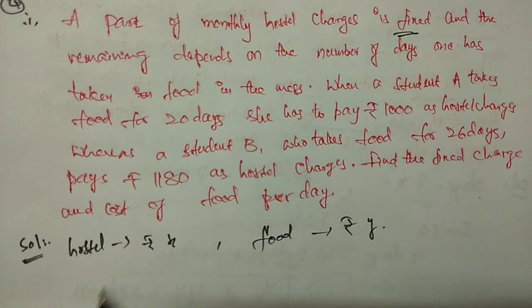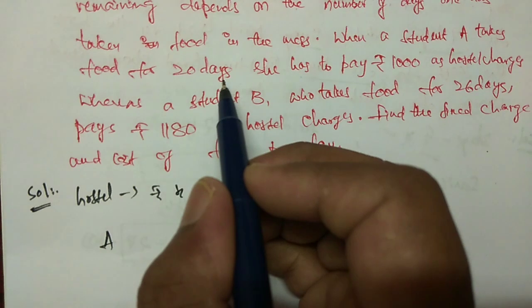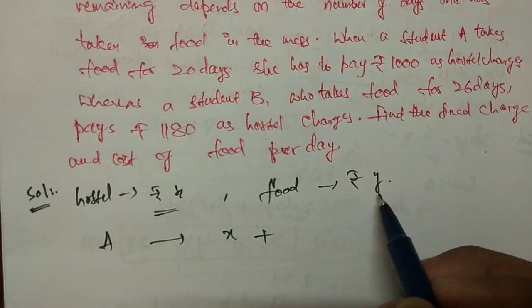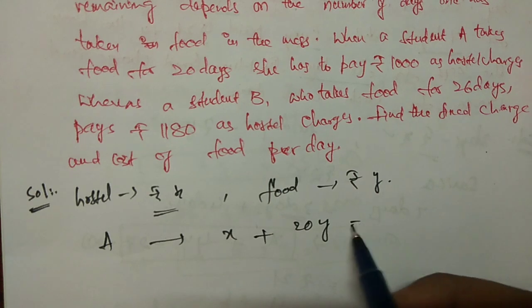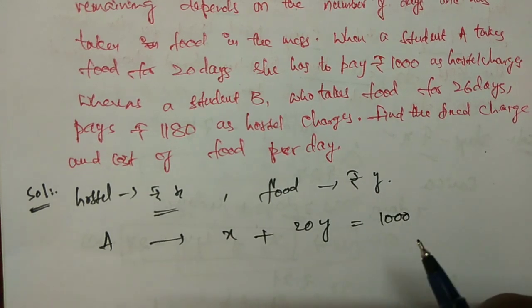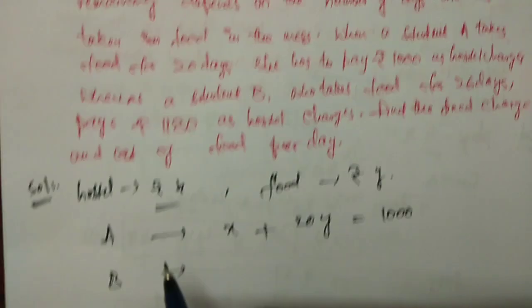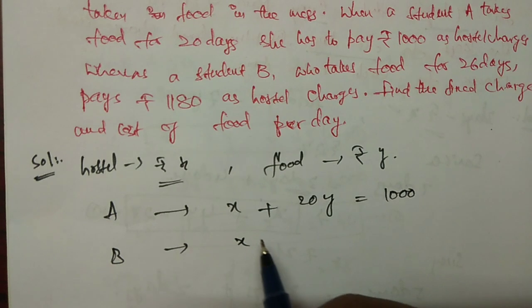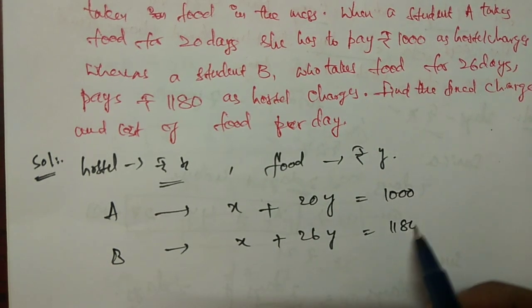When student A takes food for 20 days, so the hostel charge x is fixed plus per day food is y rupees. For 20 days, 20y rupees. She has to pay 1000 rupees. Similarly, student B, who takes food for 26 days, hostel fees is fixed, plus 26y, equal to 1080 rupees.